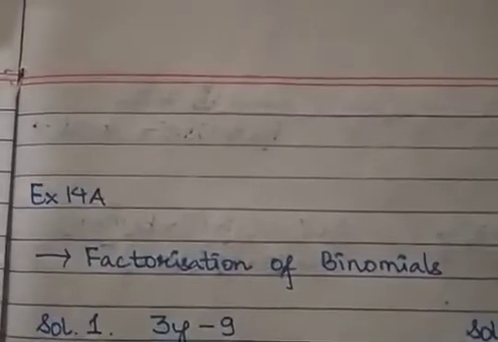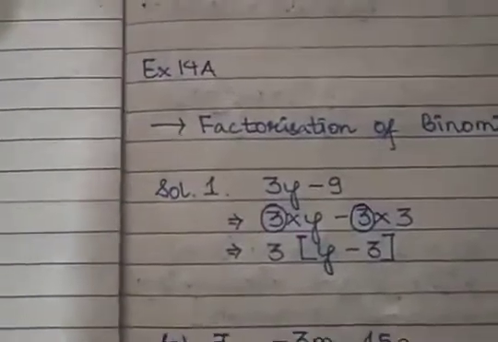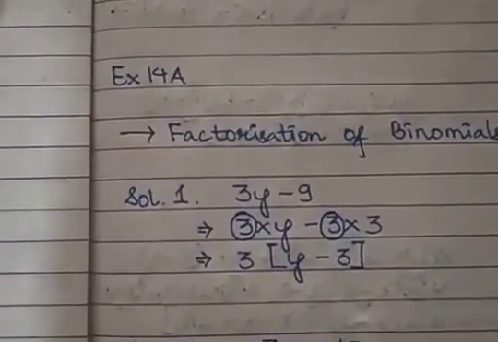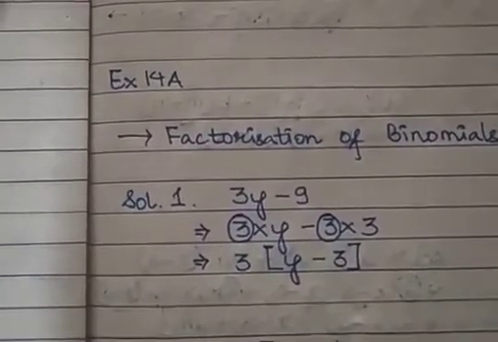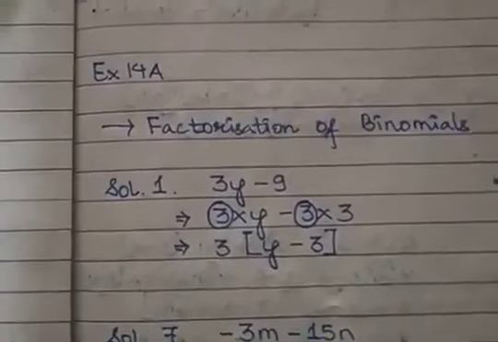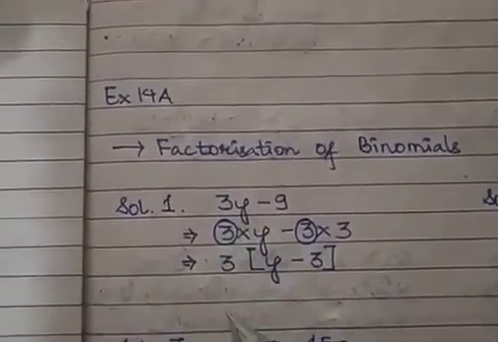As we know, a binomial is about two terms. The first question I picked for today is question number 1, exercise 14a. We have the binomial 3y minus 9. We know the relation between a constant and a variable, here 3 and y, is multiplication.